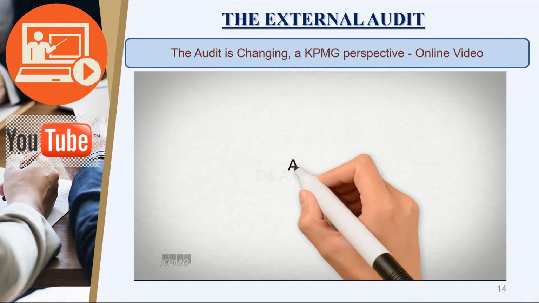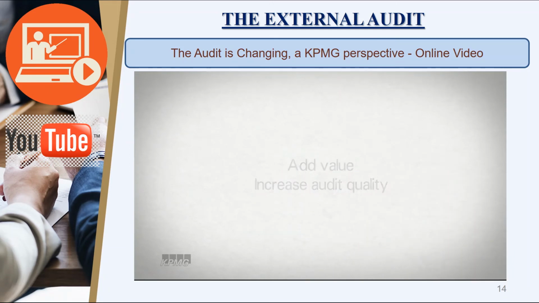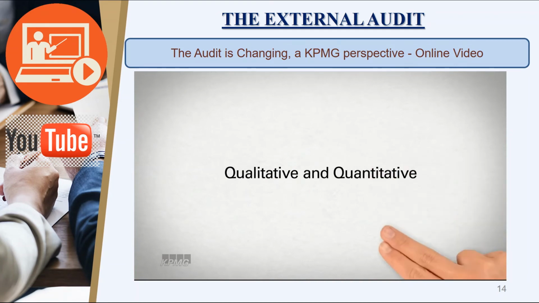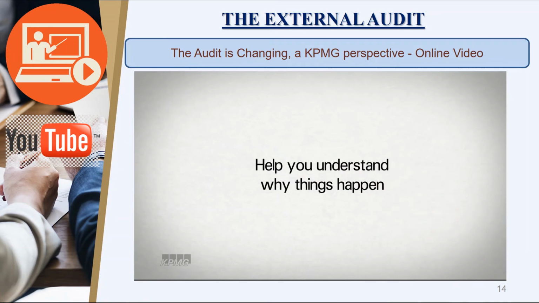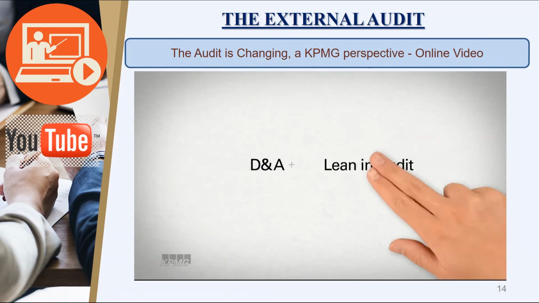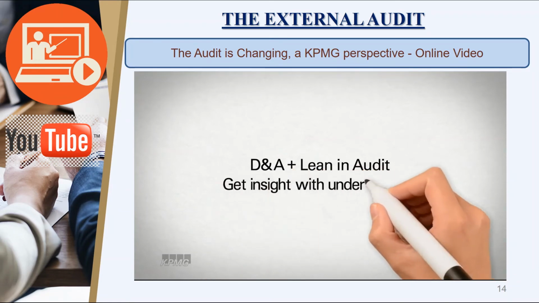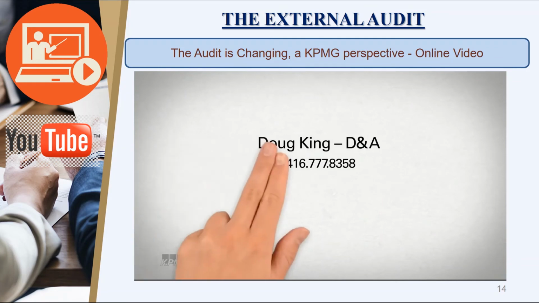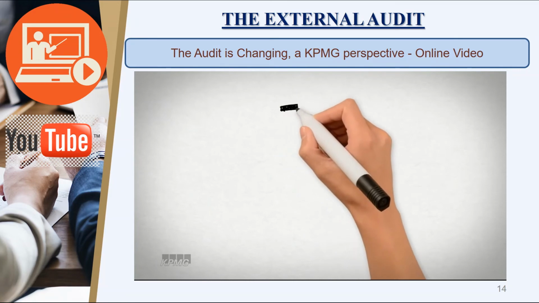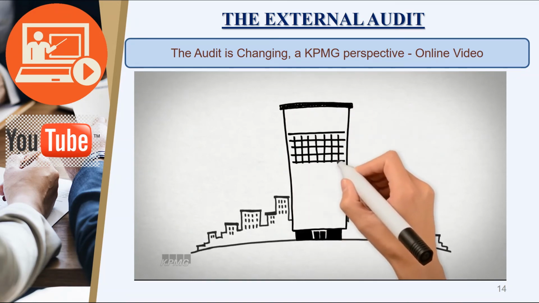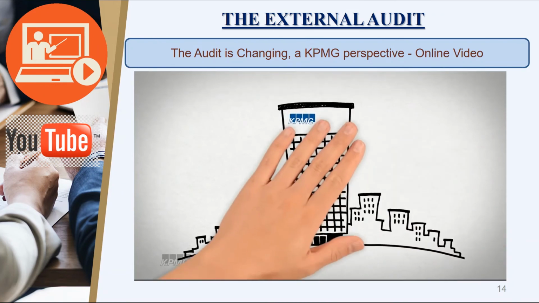Both approaches are designed to add value to the audit and increase audit quality. Their combination of qualitative and quantitative analysis helps business executives understand why things happen the way they do. So with DNA and Lean in Audit, you don't just get insight or understanding. You get insight with understanding. As a firm that provides quality assurance services and insights in the audit space, KPMG continues to be recognized as a leader in the marketplace, capable of providing clients with an enlightened perspective on their business.